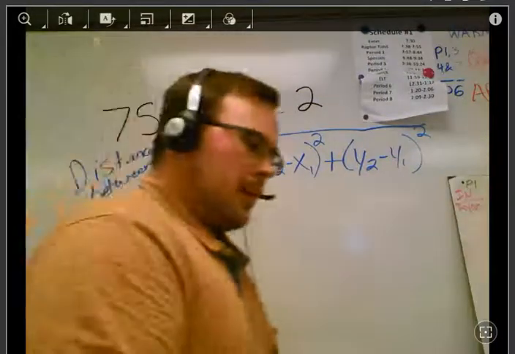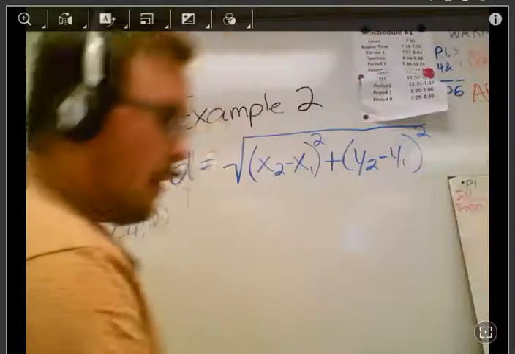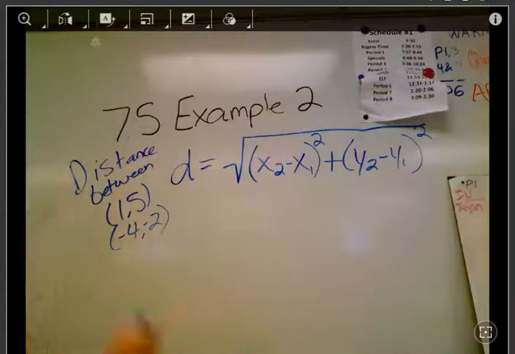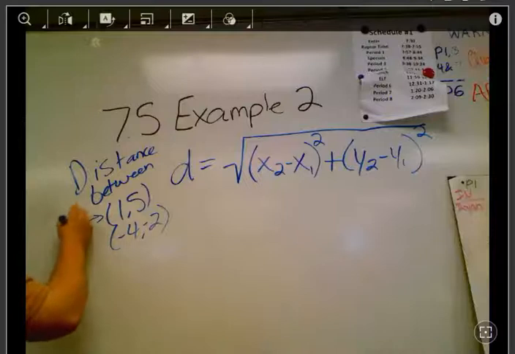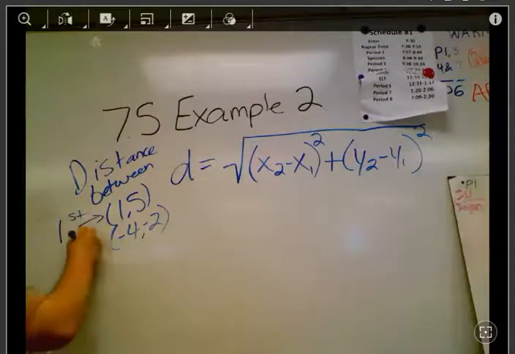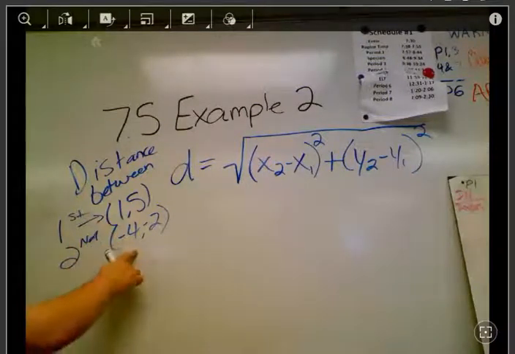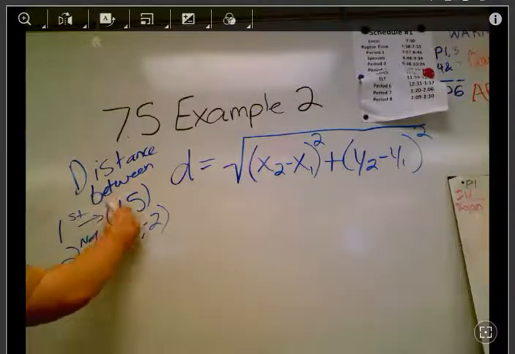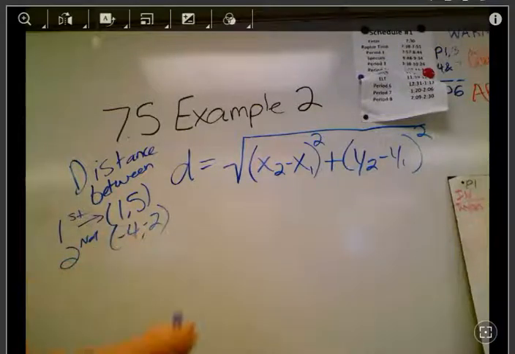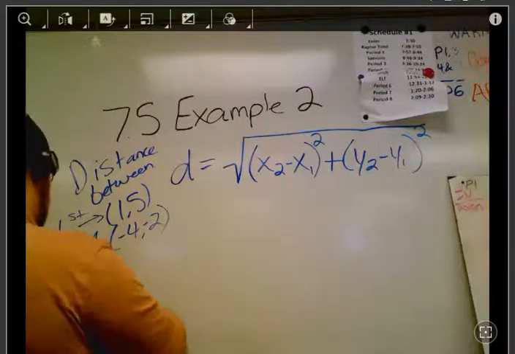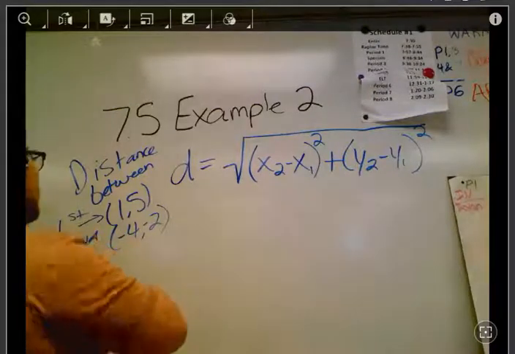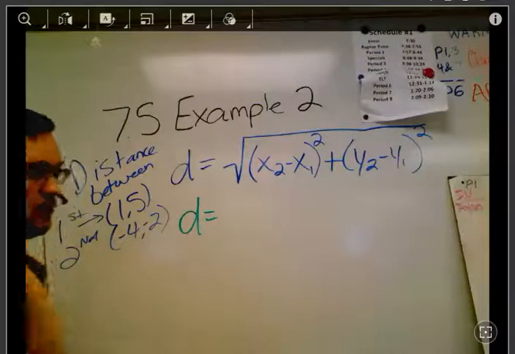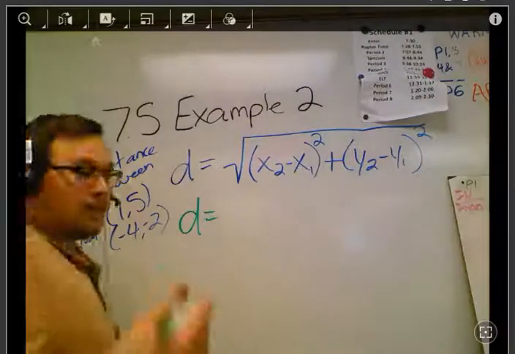Let's go through it. So we've got 1, 5, and -4, -2. We plug those in. We'll call this our first set of coordinates, and this can be the second. So then this will be x2, this will be x1, this will be y1, and this will be y2. So, distance formula. I'm going to use a new color to show that it's the start of a new problem.